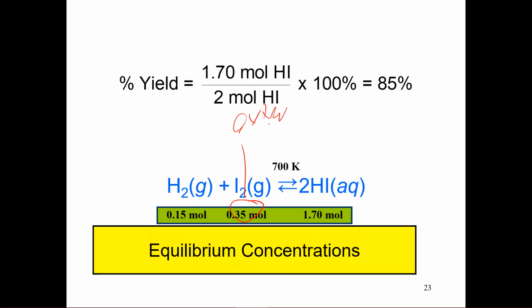But at equilibrium concentration, you get 0.15, 0.35 there, and essentially you have 1.7 moles, and so the yield ends up being a little higher. So essentially you've added iodine to the left and forced you to get more product on the right.